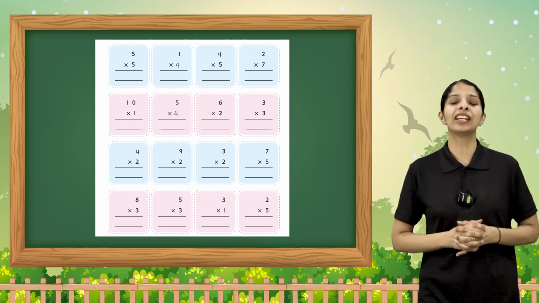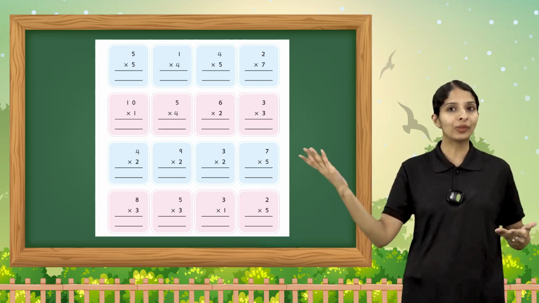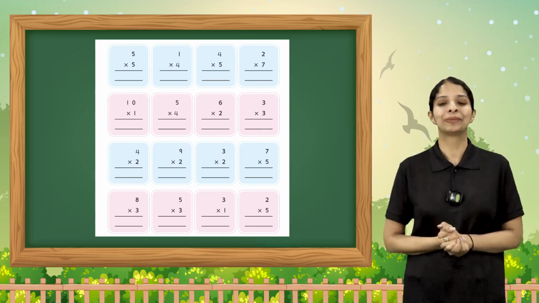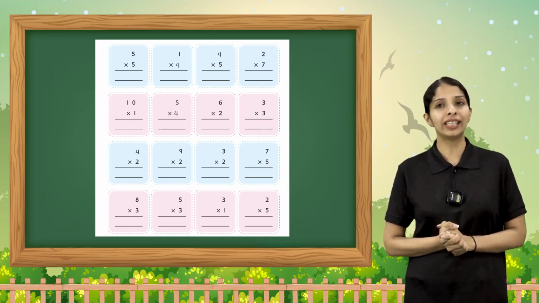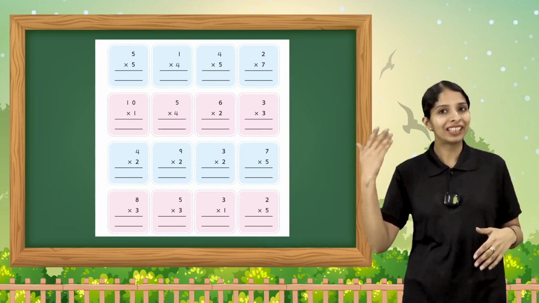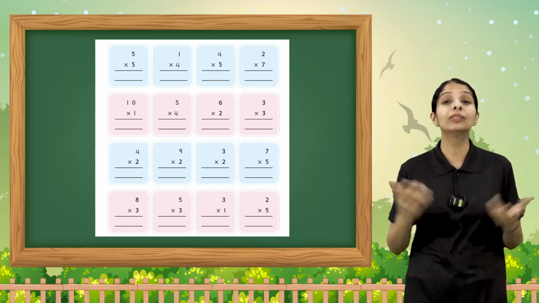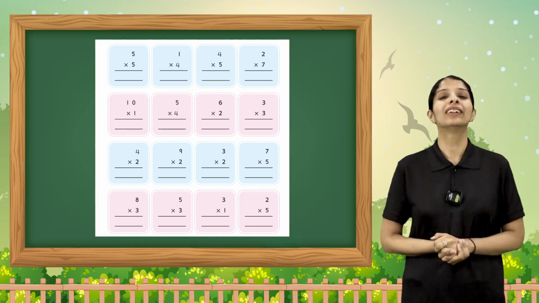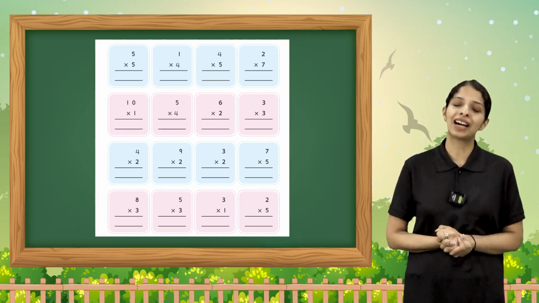Now next take 6 into 2 equals to, 6 into 1 equals to 6. 6 into 2 equals to 12. Next 3 into 3. 3 into 1 equals to 3. 3 into 2 equals to, tell me. 6. 3 into 3 equals to 9. So you will write 9.